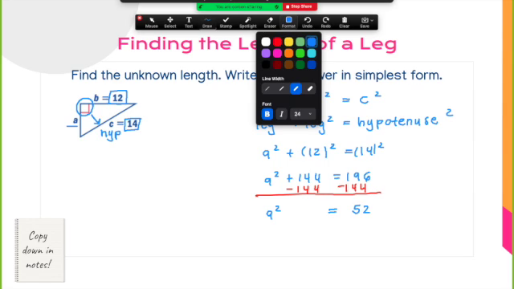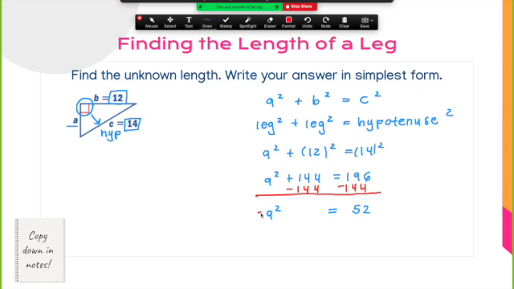Once we do that, I'm going to get rid of the a to the power 2 by square rooting both sides here. And so I get a is equal to the square root of 52, which is 7.21 and so on. I'm going to round it again to the tenths place, which is 7.2. So that would be my final answer.